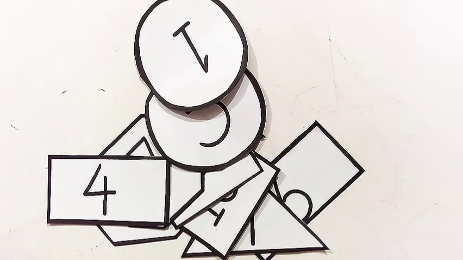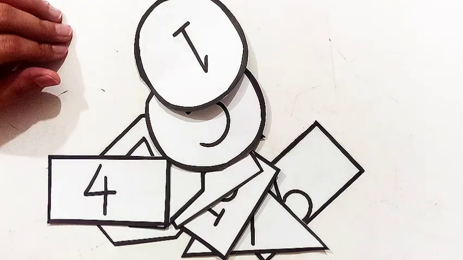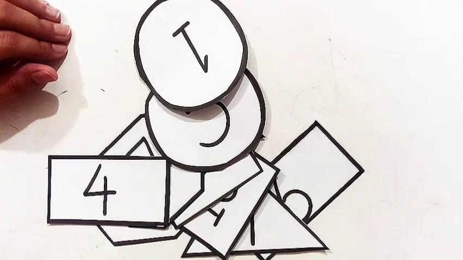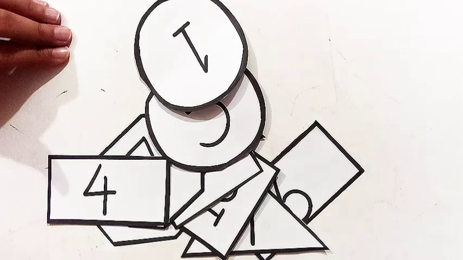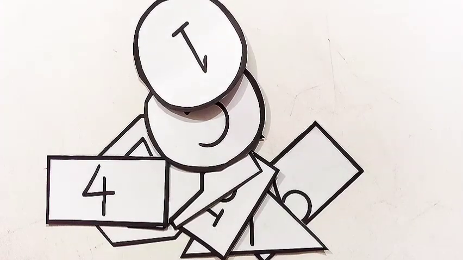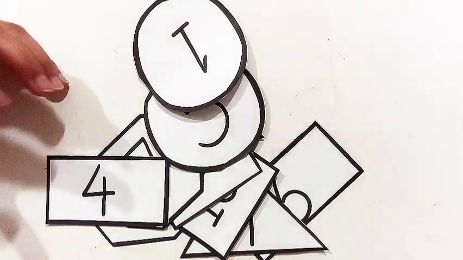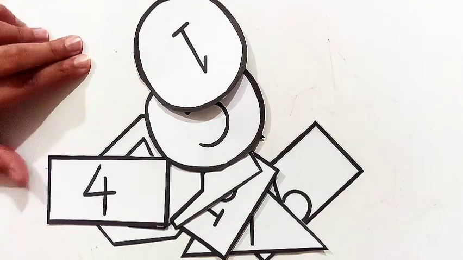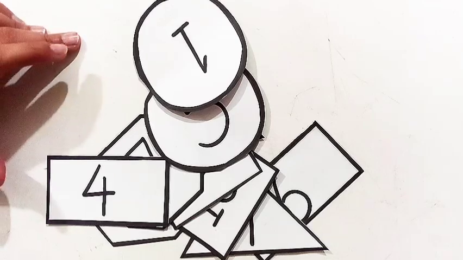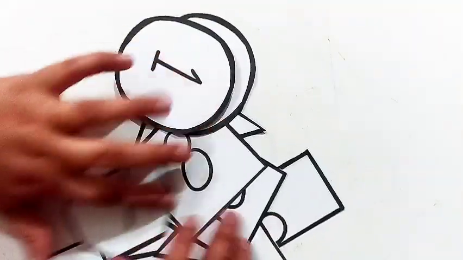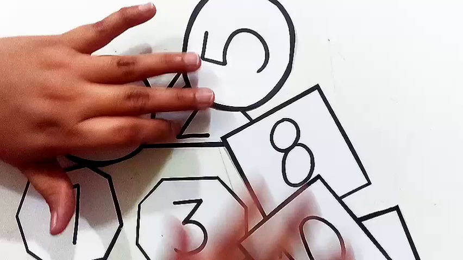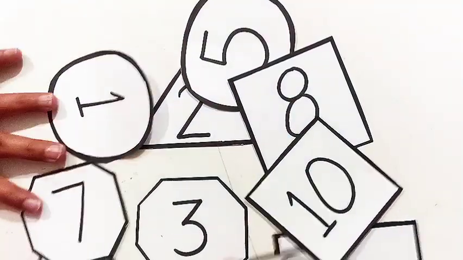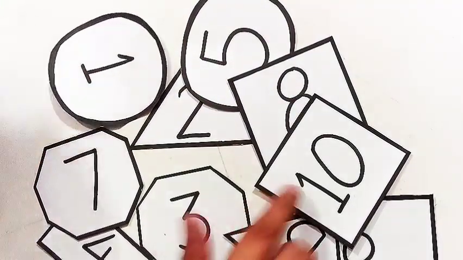In today's video, we are going to learn what is ascending and descending order. I already had uploaded a video on ascending and descending order, but in this video, we will do an activity to make the concept of ascending and descending easier. I have these numbers, as you can see, numbers from 1 to 10.